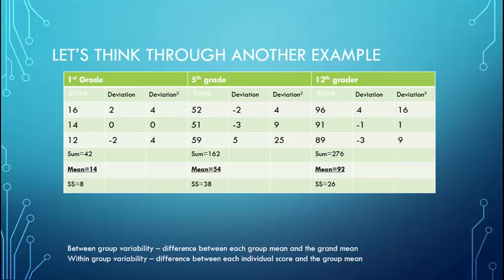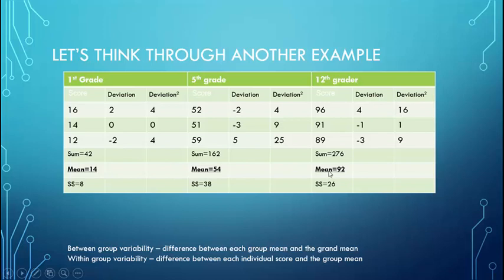Okay, let's think through another example. In this case, we're now comparing math scores all in one school, but we're comparing grades. We've got 3 first graders, 3 fifth graders, and 3 12th graders. And they're all taking the same math test. So, as you might imagine, the first grader's mean score is only a 14. The fifth grader's mean score is a 54. The 12th grader's mean score is a 92. And we're looking at the question of, does grade in school affect math test score?